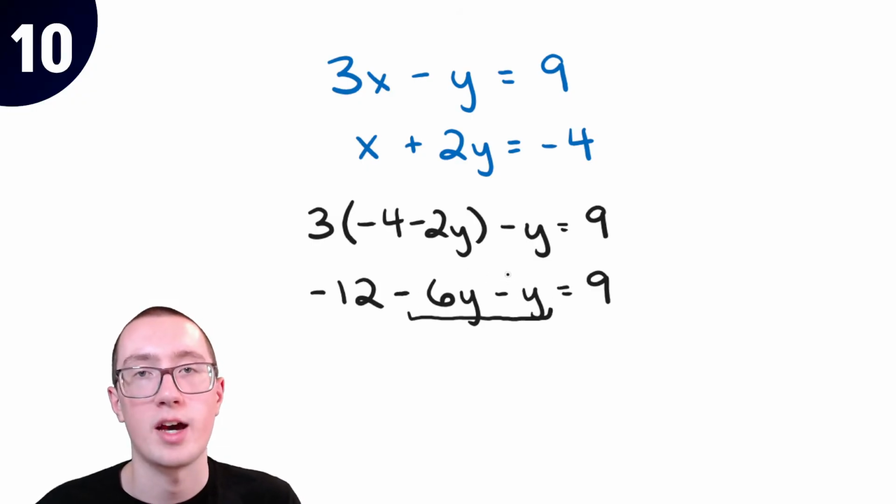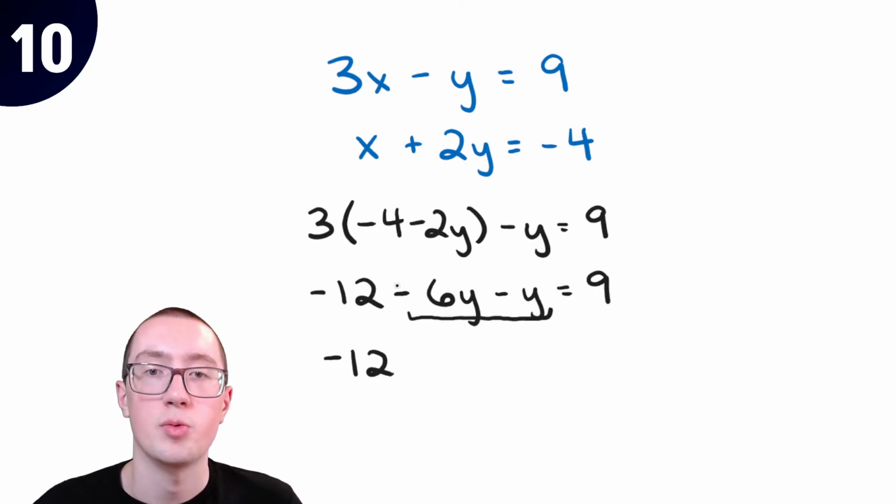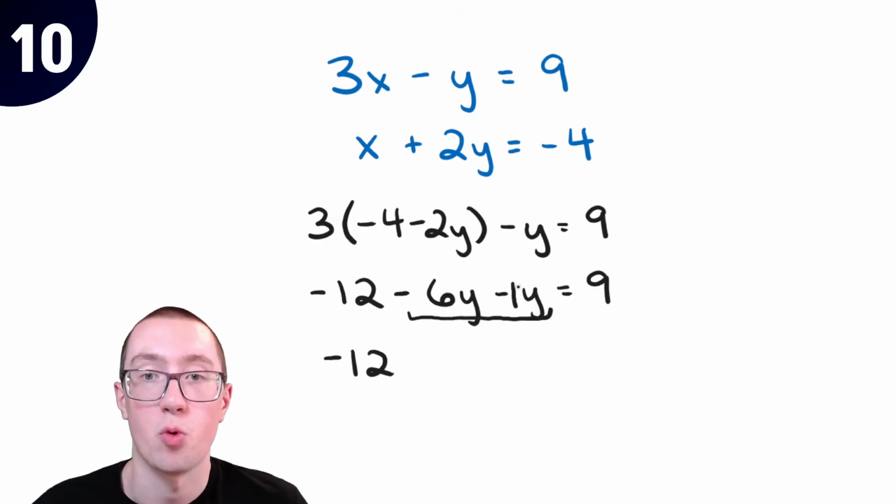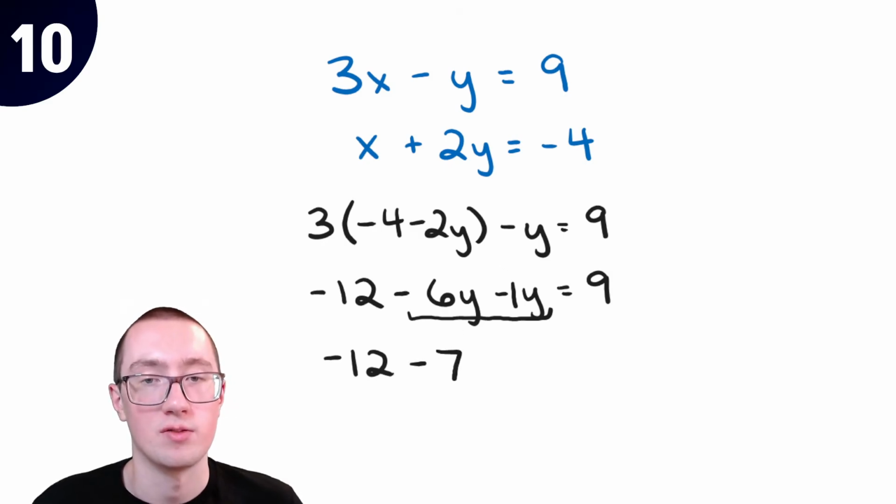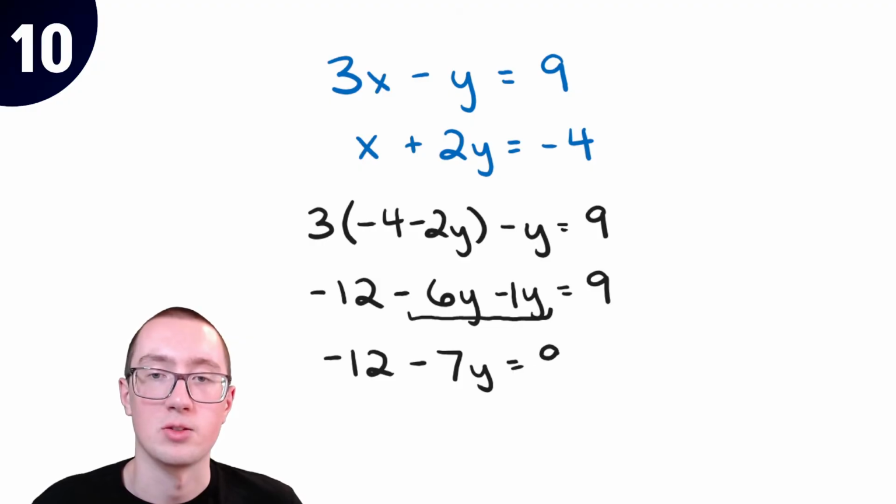Now here in the middle, we actually have like terms. We have two parts that have a y in it, so we can combine them. So the minus 12 is going to stay put because we're not doing anything with it. And then here we have minus 6y minus 1y. Remember, there's like an invisible 1. So negative 6 minus 1 is negative 7. And then the y is going to stay. And we didn't do anything with this 9, so this is going to stay as well.